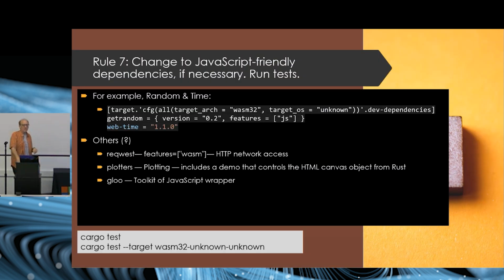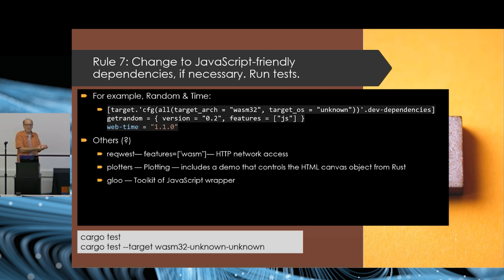When you run this, you might have some problems. For example, if you're using a random number generator, the WASM isn't going to like that, but there's a crate you can use called getRandom that'll just make it work. If you're using some time functions, those won't work, but there's a crate called WebTime that might just work. These are the only ones I've needed so far. There are other ones that seem popular.